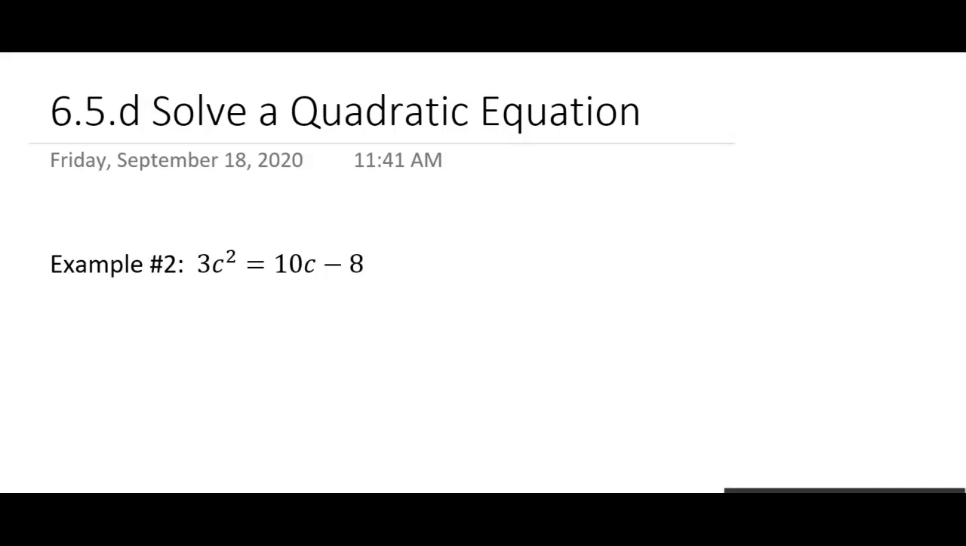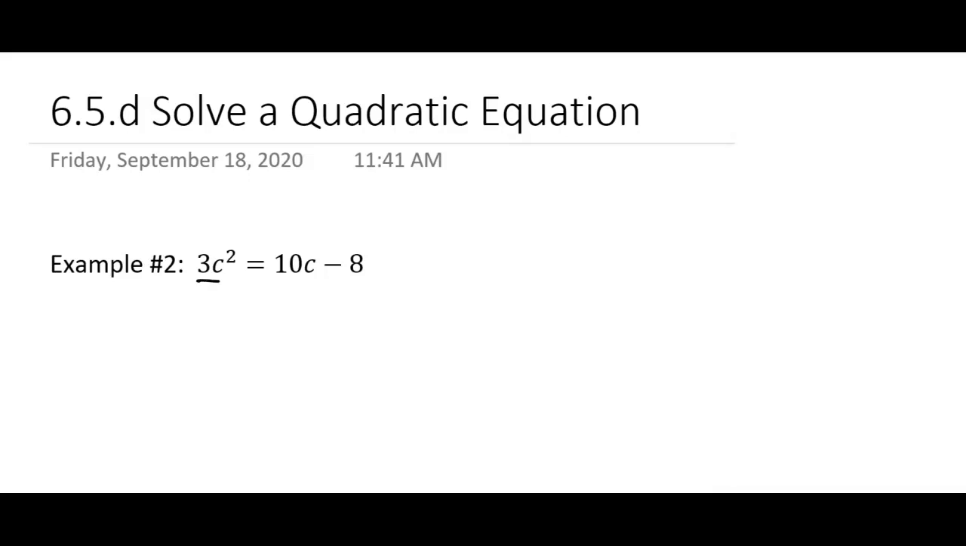So in this section, we're solving quadratic equations. That's what we want to be able to do. Now, in the last video, they had it factored for us, and so we didn't have to do it. But a lot of times we're going to have to do our own factoring. So what we do, you see this equation in example 2.